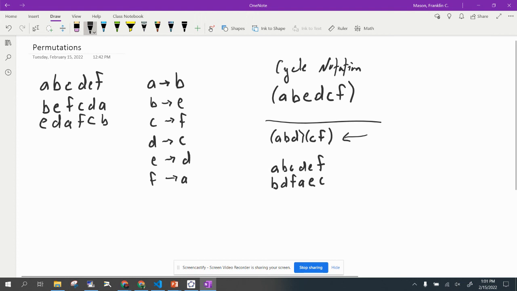And if one were to do it in that column notation, it would be just like this, right? A maps to B, and then B maps to D, and then D maps back to A, and then C maps to F, and F maps to C, right? So those are equivalent, ultimately.